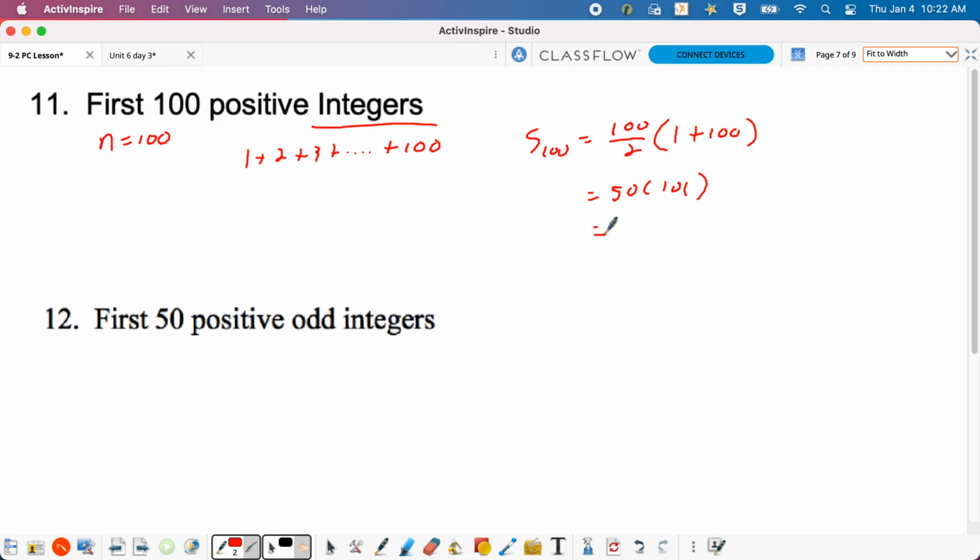And without a calculator, if I have to multiply 50 times 101, I'm going to multiply it by 5. 5 times 101 is 505. And because there's a 0 at the end of 50, it makes it 5,050. Once you understand what you're adding together, you have everything you need. All right, number 12 is a little different.